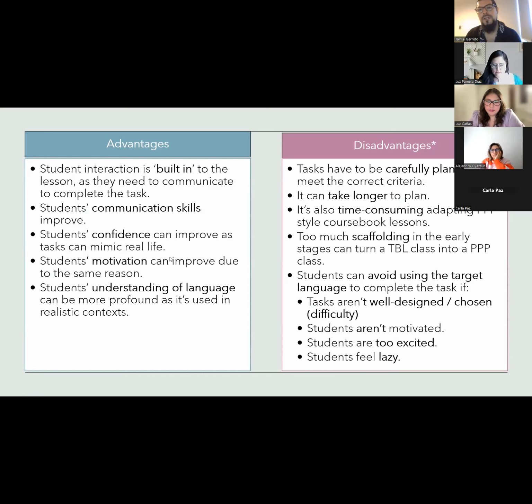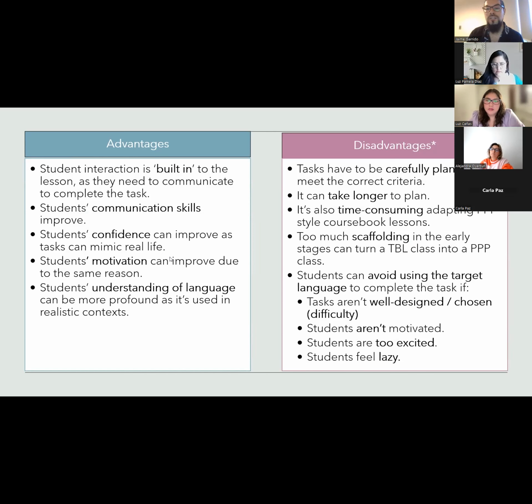In order to implement TBL, you need some training, need some study. So tasks have to be carefully planned to meet the correct criteria. It could be time consuming adapting PPP exercises into tasks. We need scaffolding, as I said, in order to reach the TBL moment.